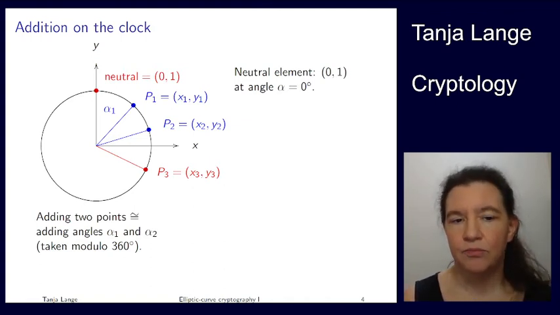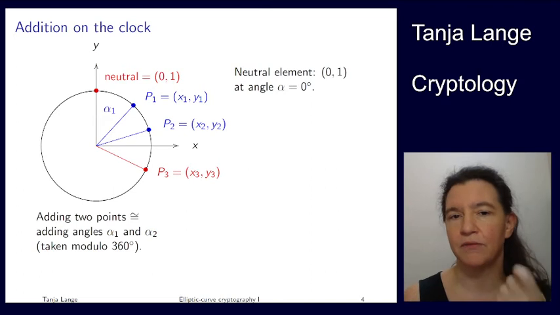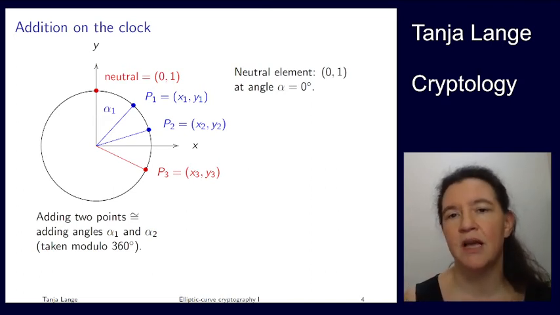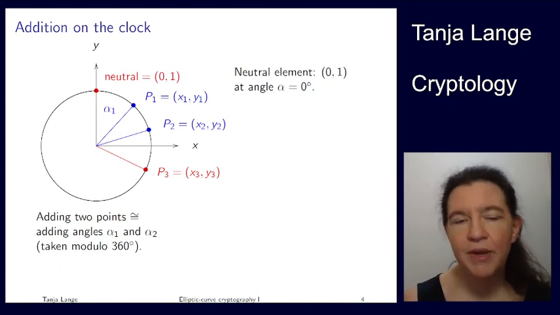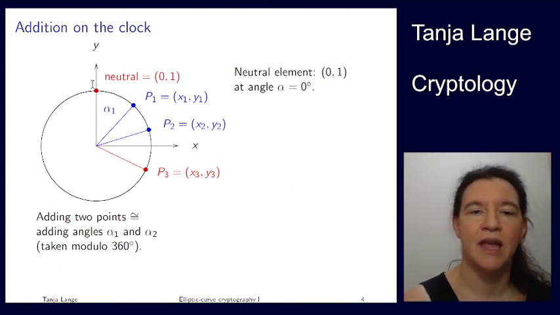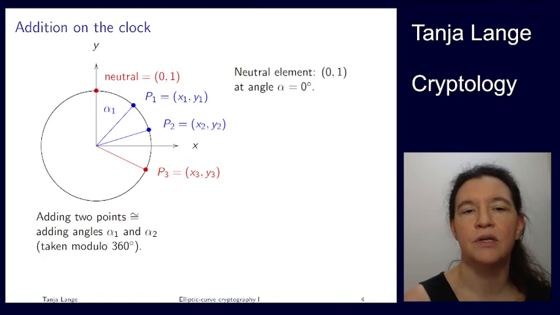Let's see. Yeah, this looks like it's actually a group operation. All we're doing is just addition, alpha 1 plus alpha 2 modulo 360. And that is a typical example of a group that you know: addition of integers or, well, rational numbers modulo 360. You know that the neutral element is all the way up here at the angle being 0. So that's the point 0, 1.